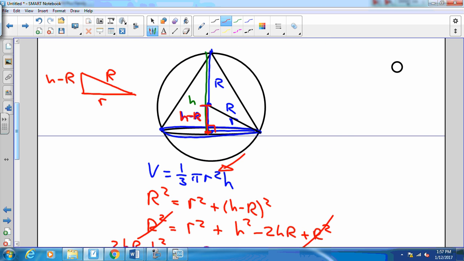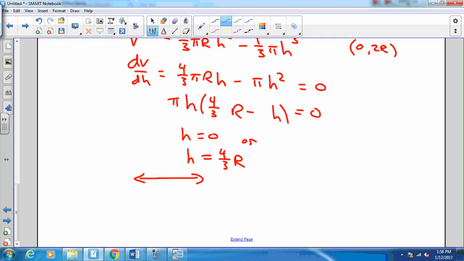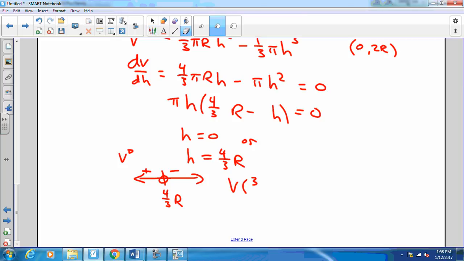Let's come back and see if that makes any sense. Oh yeah, it does. h equals 4/3 R means that h would be just a little bit larger than the radius down here. That makes a lot of sense. But we can verify it. If I take, for example, h is equal to R, and I plug into the derivative here, then I get a positive value. And if I take h is equal to 2R, then I'm going to get a negative value, so that V of 4/3 R is a max.